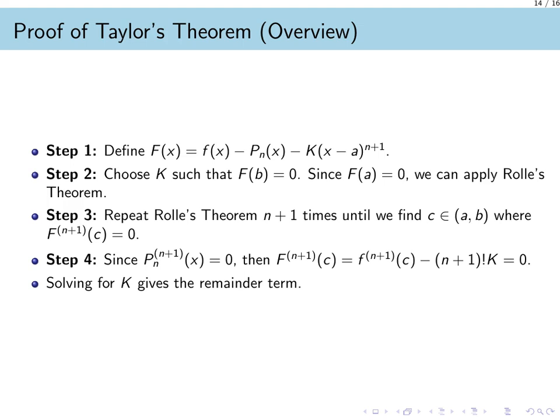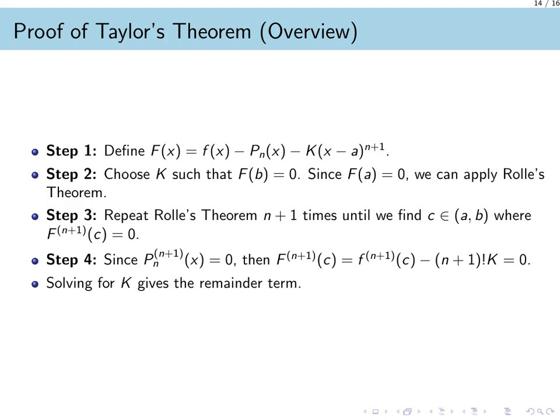First, we define a new function, capital F of x, which represents the error. It is the difference between the original function, f of x, and an augmented Taylor polynomial. This polynomial is the standard nth degree polynomial, p sub n of x, plus an extra term, a constant k times the quantity x minus a, raised to the power of n plus 1. This extra term is designed to be 0, along with its first n derivatives at x equals a, so it does not disturb the matching we already have at that point.